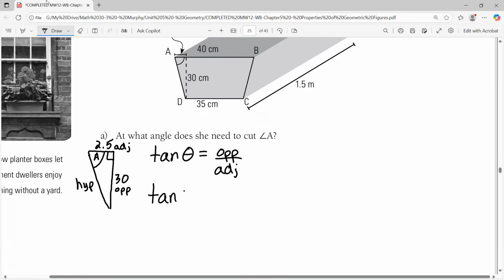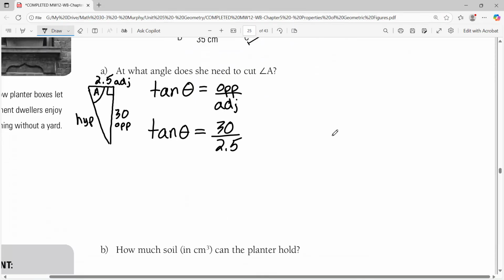So tan theta equals 30 over 2.5. And then from here, you have to do second function, tan, in your calculator. So it should come up as tan to the -1. Put the fraction in the brackets. So 30 divided by 2.5. Close the brackets. Make sure your calculator is in degree mode. And the angle A will come out to 85.2 degrees.